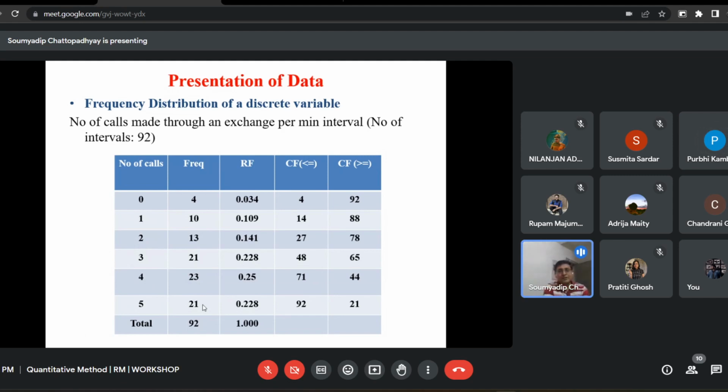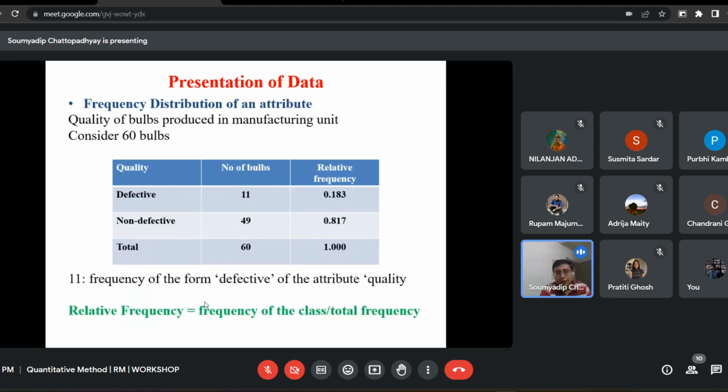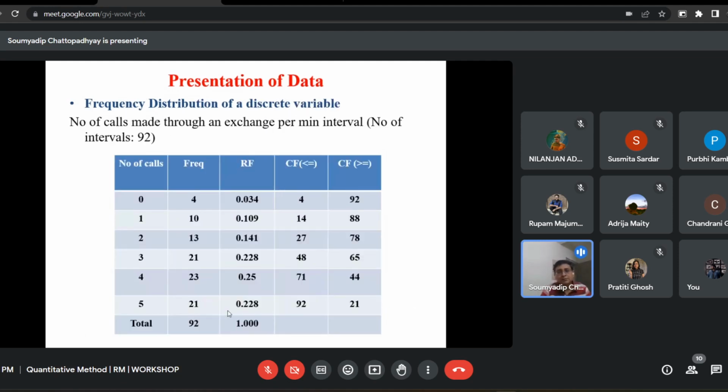And with this, you can definitely calculate the relative frequency. It is the same formula: the frequency of the class divided by the total frequency. For example, what is the relative frequency corresponding to 21? The relative frequency corresponding to 21 is 21 by 92.